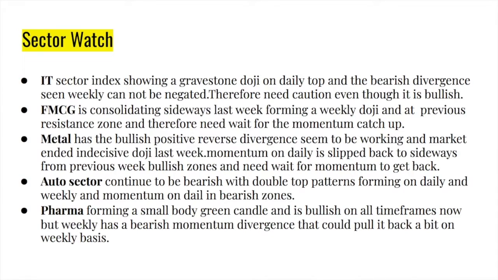Pharma is showing a small body green candle, so it's a kind of consolidation. It's bullish overall, and like IT, it's bullish on all time frames. But the only thing is there is a bearish momentum divergence that may work. So pharma and IT are bullish, but small minor corrections can be expected on the short term basis, not near term, right? And metal also. So apart from IT and pharma, you can say FMCG and metal are also bullish. The auto sector is the only one that is bearish.